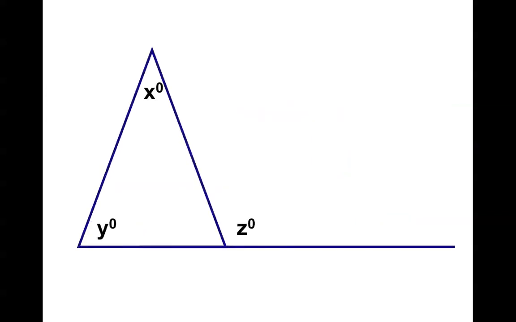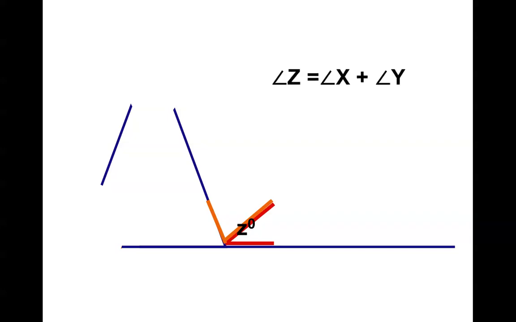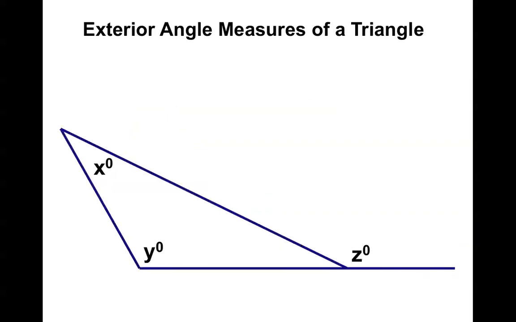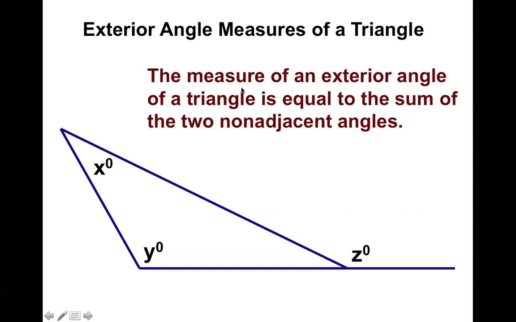All right, now here's something that's kind of interesting also. Notice what I have here are two interior angles, and I have an exterior angle. What's the pattern we should notice here? That, once again, if I cut this one off and place it right here, and cut this one off and place it right here, the two interior angles would equal the exterior angle. Angle Z equals angle X plus angle Y. So our definition is the measure of an exterior angle of a triangle is equal to the sum of the two non-adjacent angles. That's a mouthful, but if you think about it, it's kind of easy.